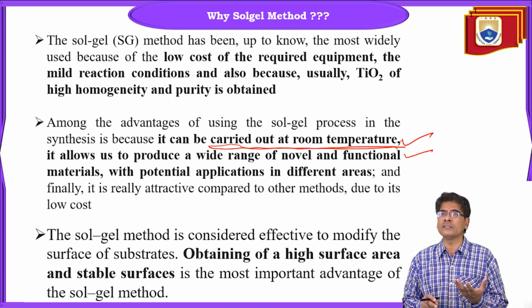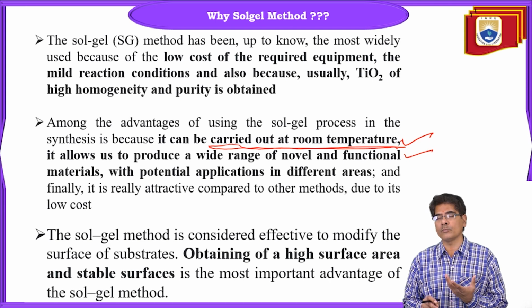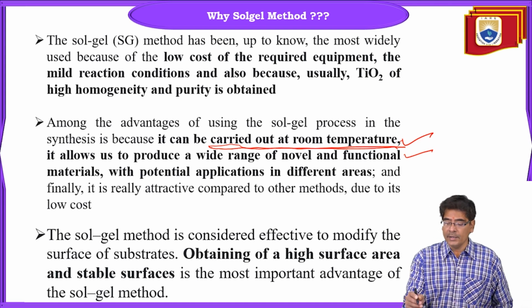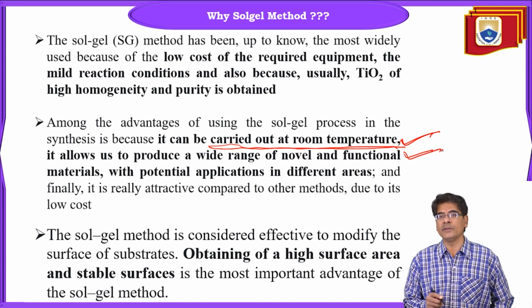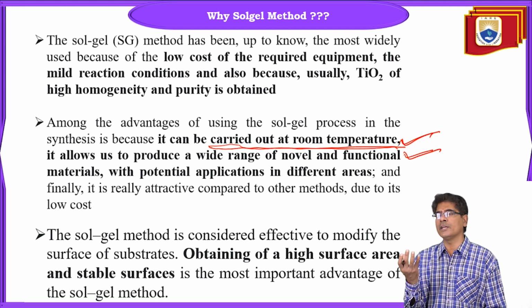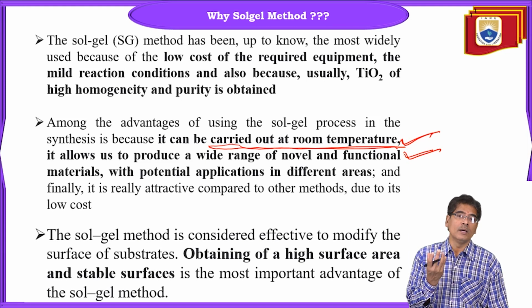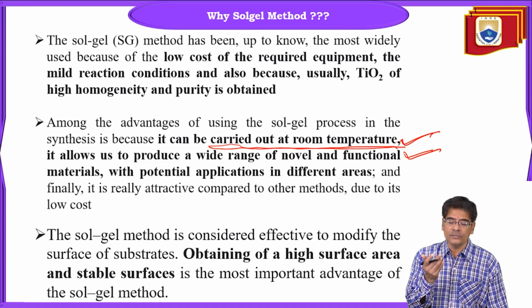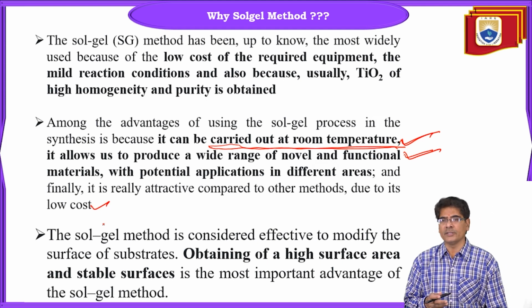So why we need to use the Sol-Gel process is that it requires low cost equipment, and it can also be carried out at room temperature. With this Sol-Gel process, we can fabricate new functional materials with potential applications in different areas. And finally, it is really attractive compared to other methods due to its low cost. This is one of the major advantages of using the Sol-Gel method, right?